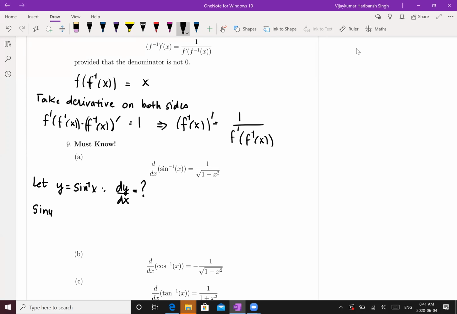This means sine y equals x. Now what does this imply? Take the derivative on both sides with respect to x. So the derivative of sine y is what? Cos y multiplied by dy by dx because of the chain rule. And on the other side, the derivative of x is 1. So this implies dy by dx equals 1 upon cos y. So the derivative part is done now.